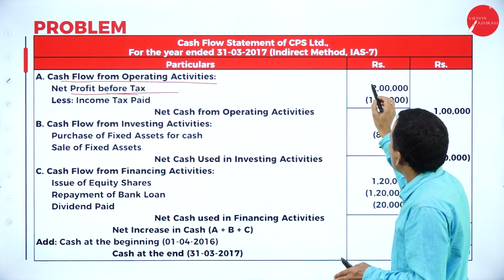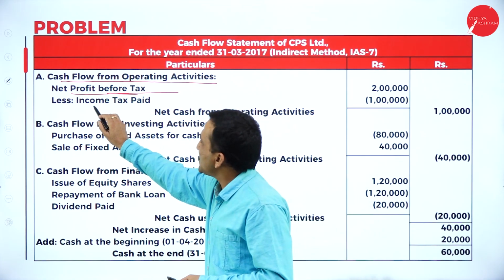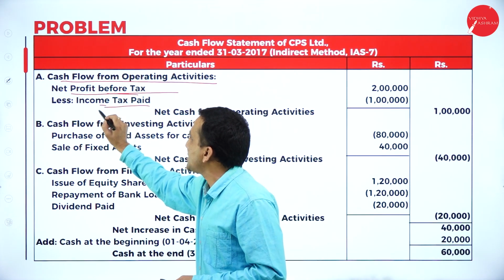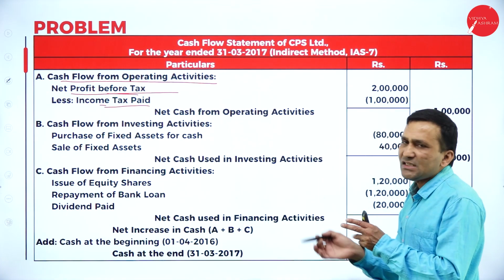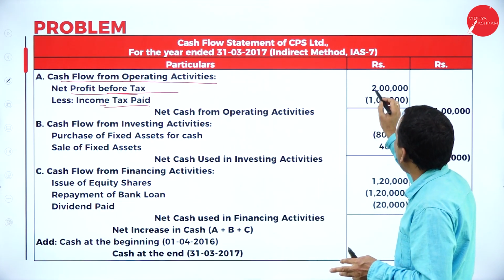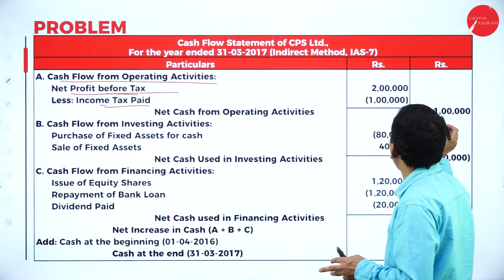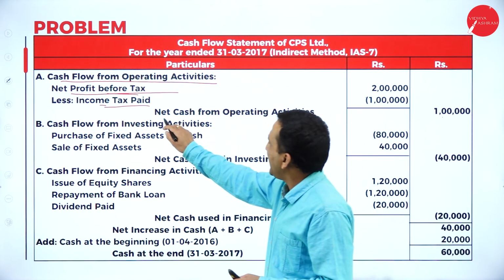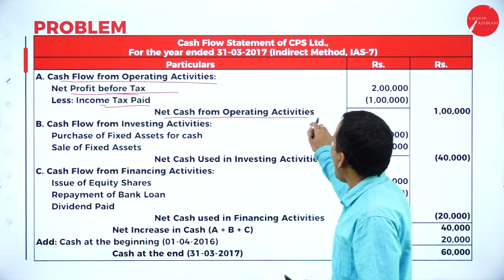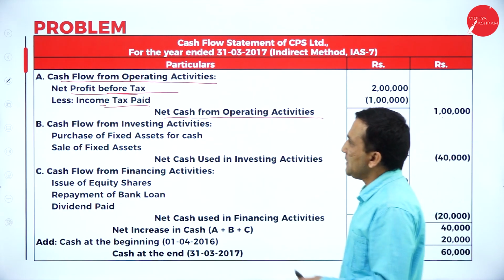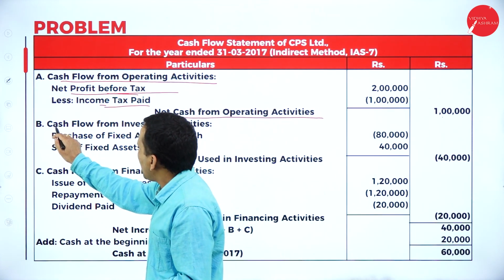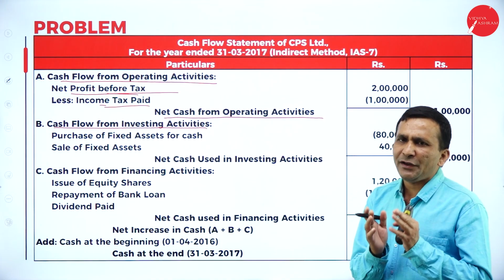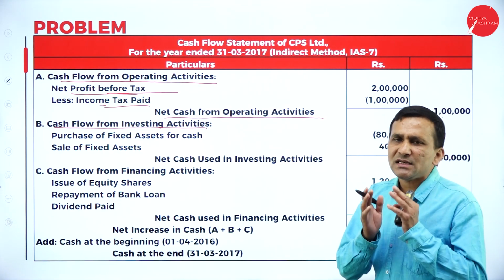The net profit is 2 lakh. Income tax is paid, and we need to adjust for this. After tax means we need to adjust. Here the income tax information is given as 1 lakh. If you subtract, you get a positive 1 lakh, so we call it a net cash flow from operating activity of 1 lakh. Again, cash flow from the investment activity is the same. Whatever you followed under the direct method, the same thing.